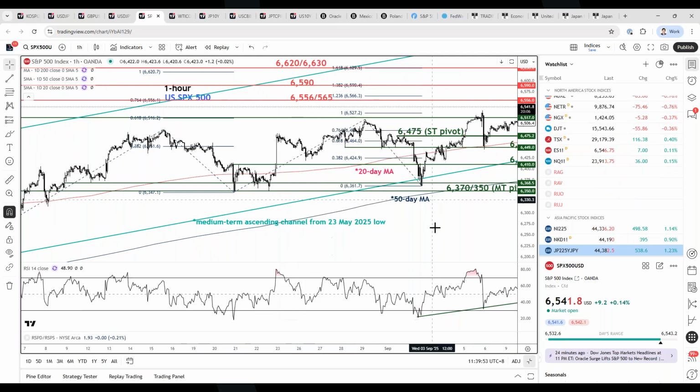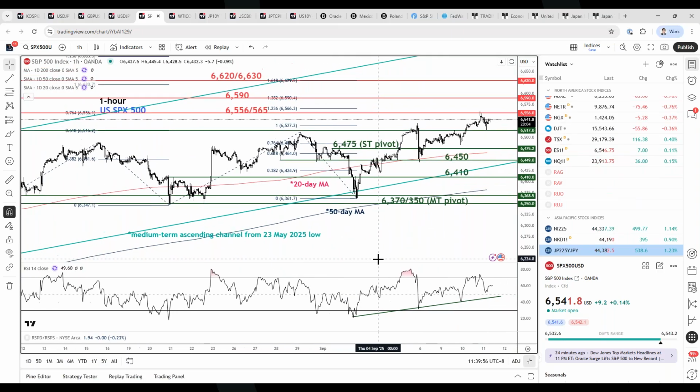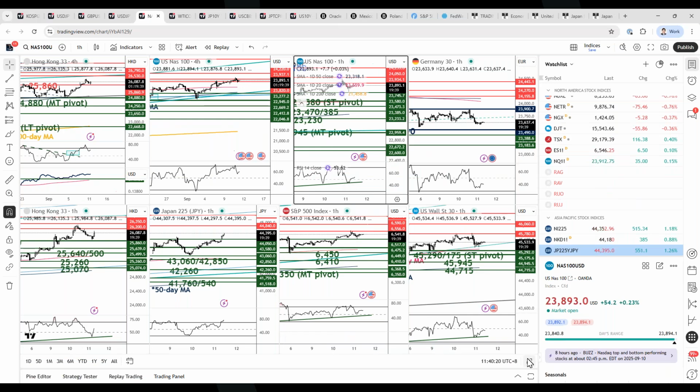Only a bearish breakdown below 6,475 would invalidate today's bullish bias on the SPX to see it floating down lower towards 6,410, below it 6,450 first, before 6,410, all right, which is the zone of this medium-term ascending channel from the low of 23rd of May 2025 low. Okay, next up will be the Nasdaq 100 over here.